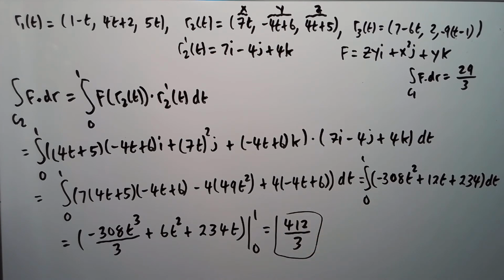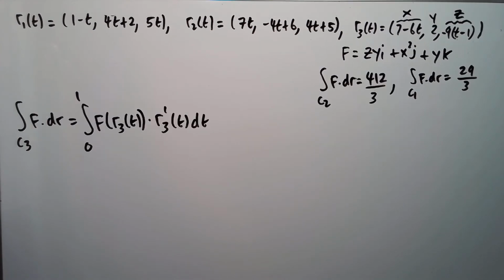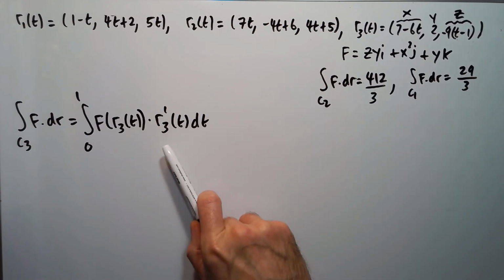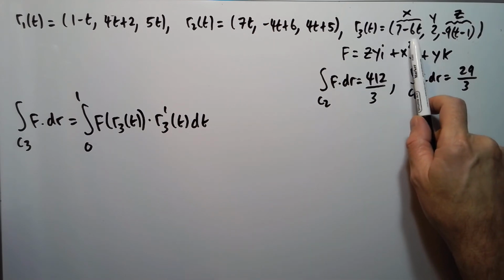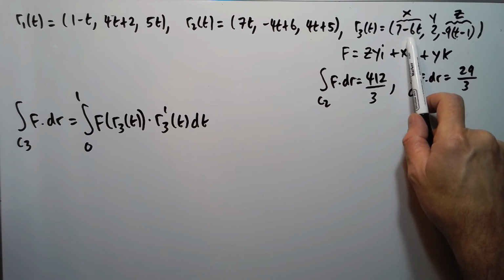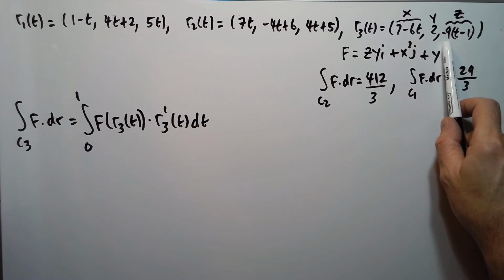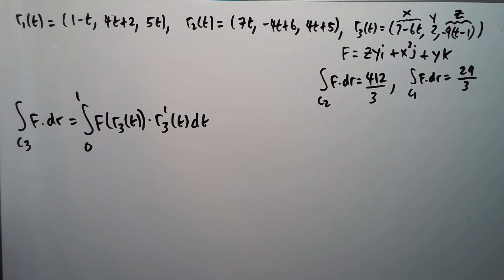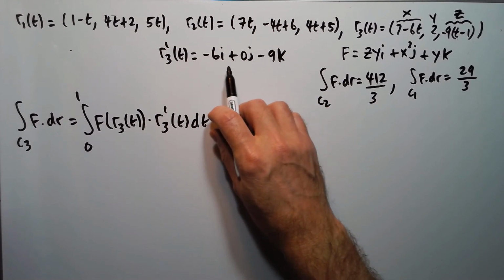One more to go, so let's do C3 next. Lastly, we'll do our integral over C3. My R3 is over here, so we need to do the derivative of R3. The derivative of negative 7 minus 6t would be negative 6 there, 0, and minus 9 here. Let me write that over here. Okay, so I've written it up here.